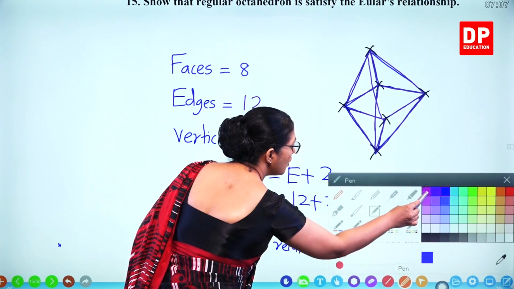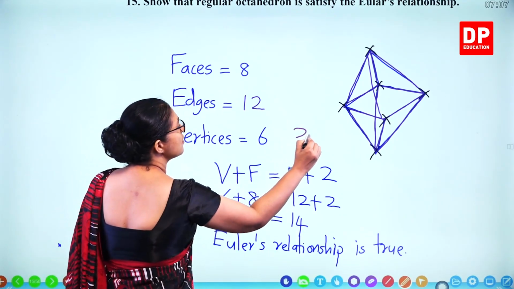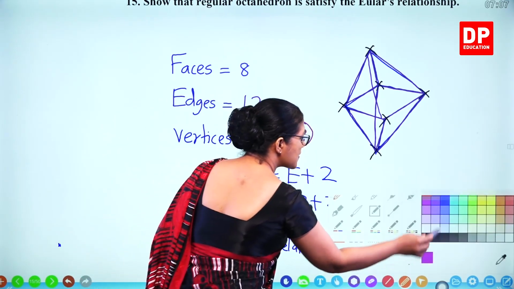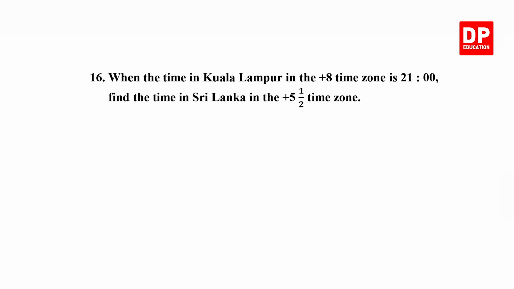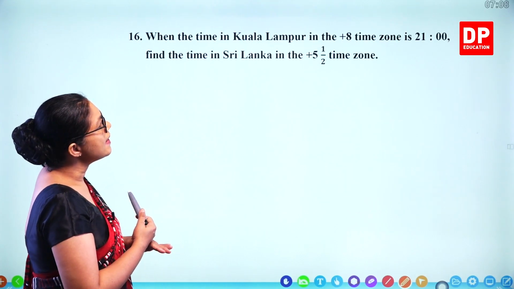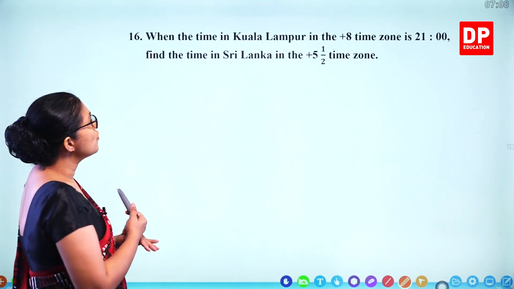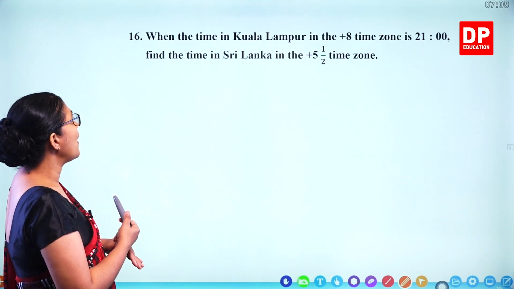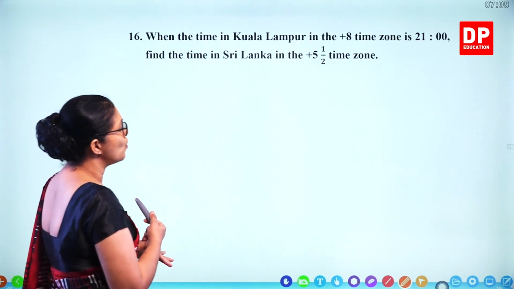So this is for regular octahedron. 2 marks. Question number 16. When the time in Kuala Lumpur is in the +8 time zone and the time is 21 hours. Find the time in Sri Lanka in the 5.5+ time zone.